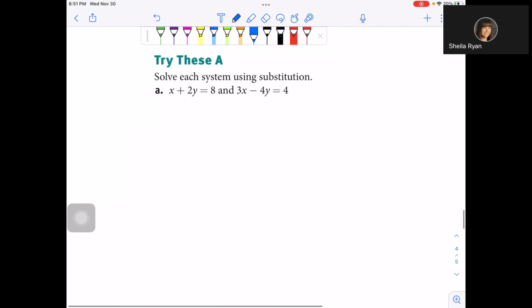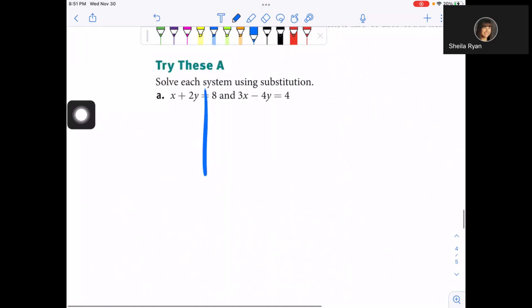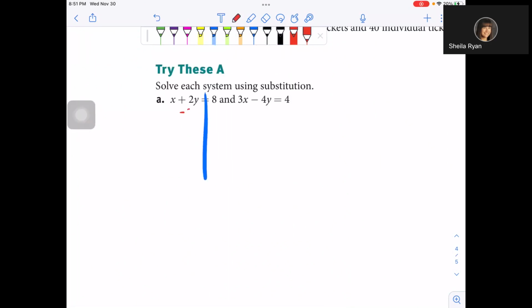Solve each system using substitution. So now we're kind of taking it out of a word problem and just looking at the steps again. We're going to start with the first equation, and we're going to get X by itself. It's going to be pretty straightforward to get X alone, because all we have to do is minus 2Y and minus 2Y. So X is 8 minus 2Y.